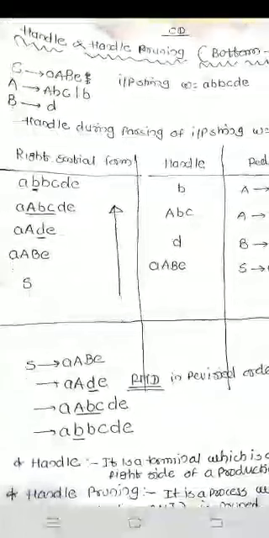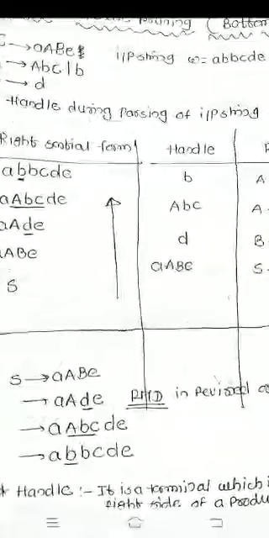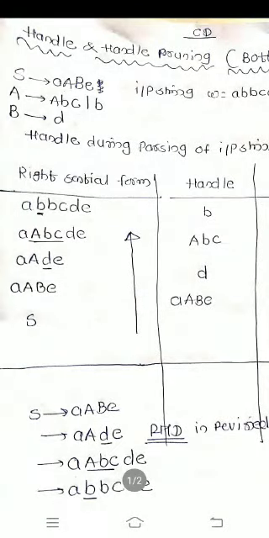And now pruning. What is pruning? Pruning is nothing but the process of deciding which production is to be pruned. Suppose here we have A, B, C. We have a terminal at the right side, and which production we are going to use for the same, this is nothing but pruning. Pruning means reducing.